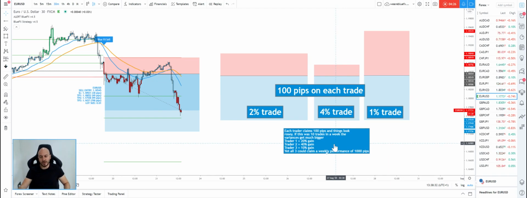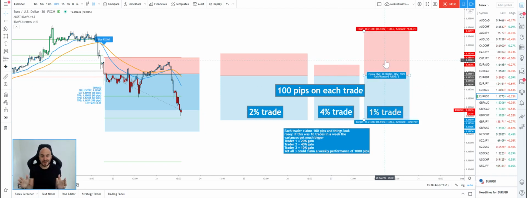So it's really important here, guys and girls, to focus on net profit, risk, stop loss, and risk to reward, as opposed to chasing your pips, because we can have the same amount of pips, but a very, very different effect on the profitability of your trading account.